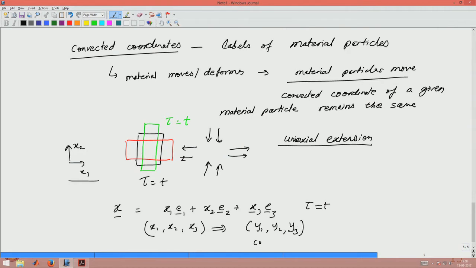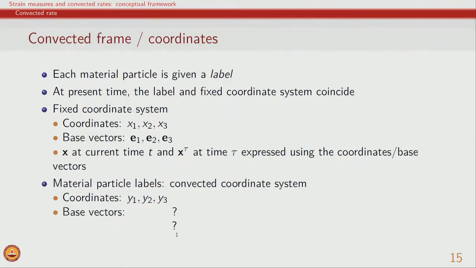So, it so happens that the convected coordinate is identical to the present fixed coordinate. But at any other instance of time which is not present, the coordinates of the material particle will be entirely different. It is only the present state of the material that is coinciding with the convected coordinate. But of course, once we have described the label or the convected coordinate y1, y2, y3, the same material particles, no matter what its deformation or motion is, it will remain same.